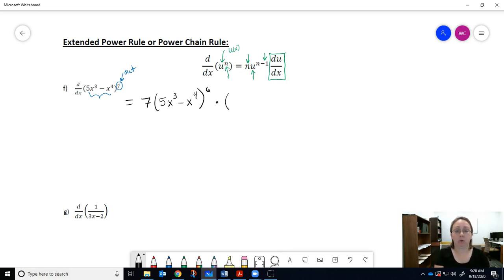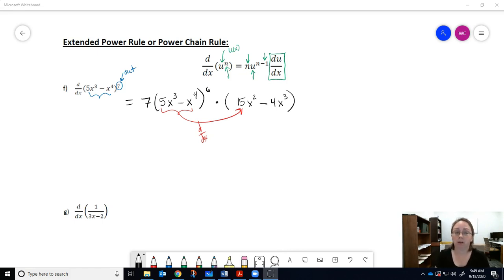All right, so what is the derivative of the inside? So here's my inside. I need the derivative. What rules are you going to use? In this case, it's just power rule. Power comes down, so 15x squared minus power comes down, 4x cubed. That's it. You're done. If you want to factor out the x squared, you could, but this would be perfectly acceptable to me.